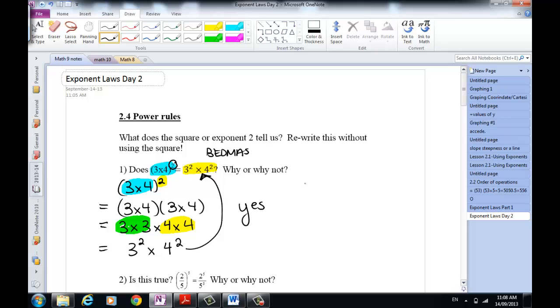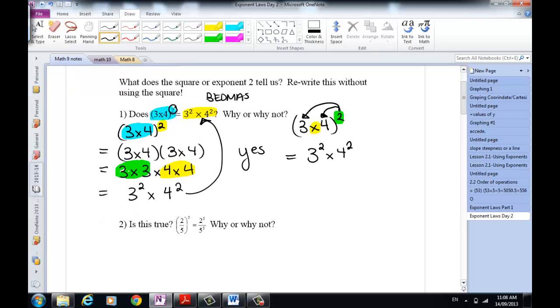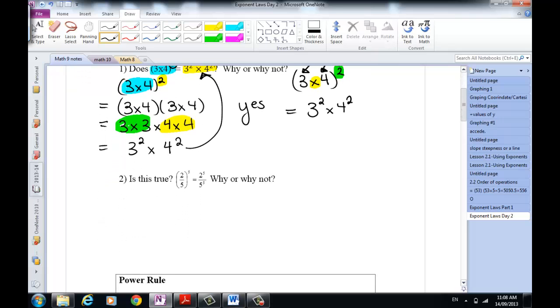What I want us to notice here is that if I have 3 multiplied by 4, all squared, essentially, because there's multiplication happening between the 3 and the 4, this 2 is affecting both the 4 and the 3, so it affects both bases, and so I can write this out as 3 squared multiplied by 4 squared. We're going to generalize on that in a minute.